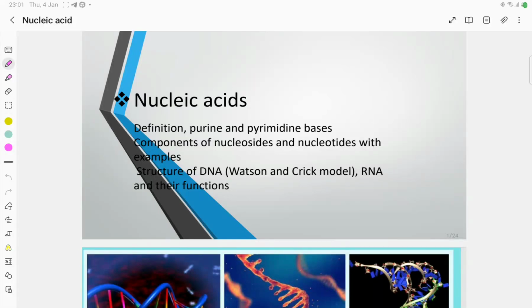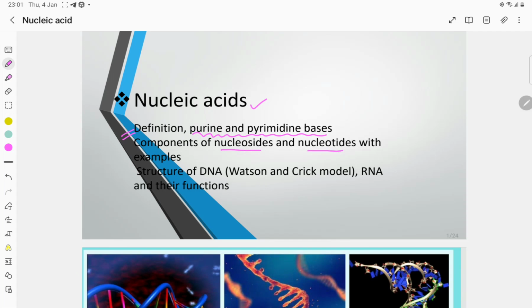Students, today we will discuss another very important chapter in your biochemistry syllabus, that is nucleic acids. Under this section we will discuss the definition of different types of nucleotides and the different types of purine and pyrimidine bases. We will discuss nucleoside and nucleotide with proper examples.